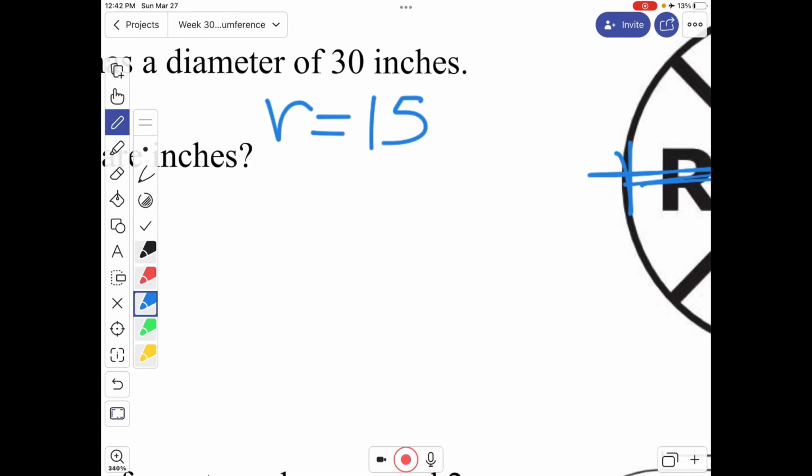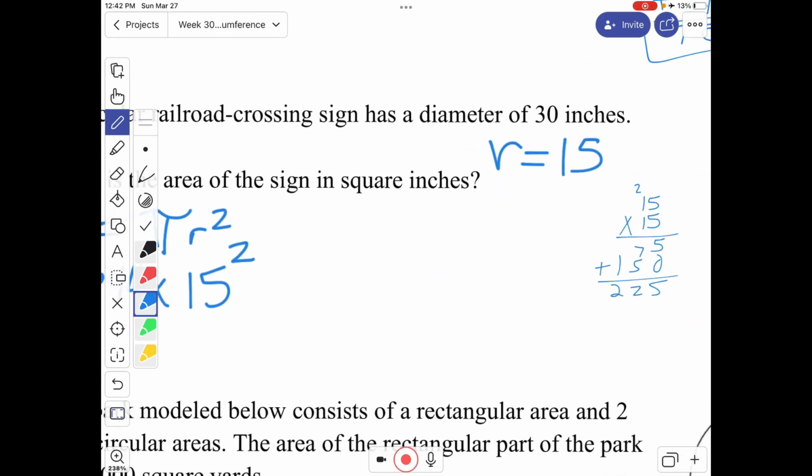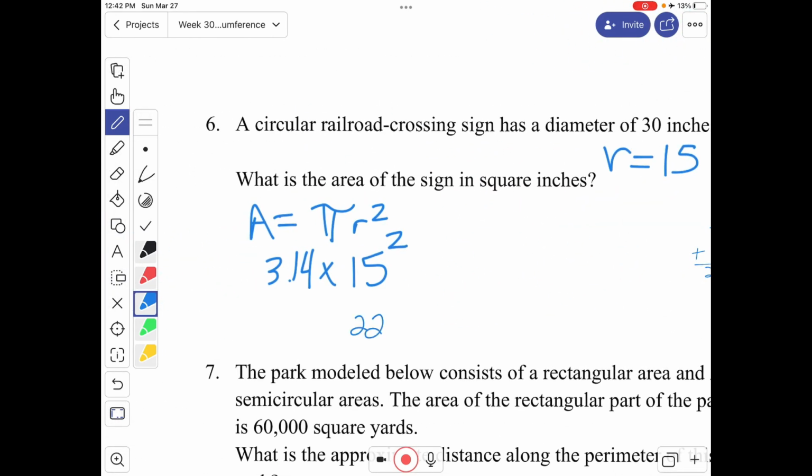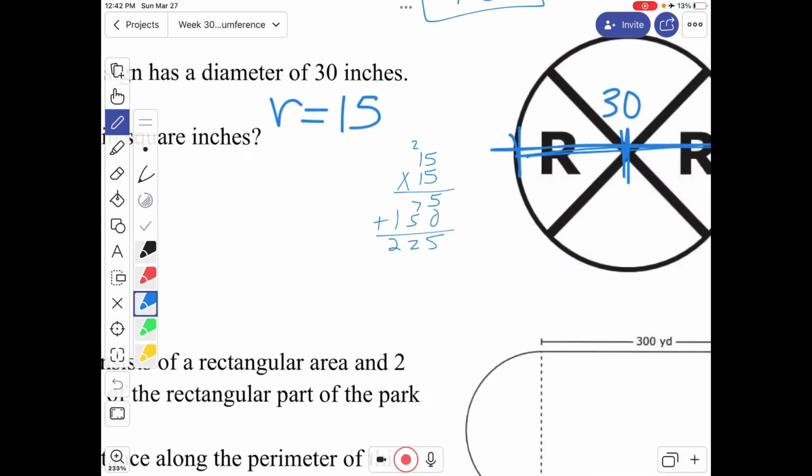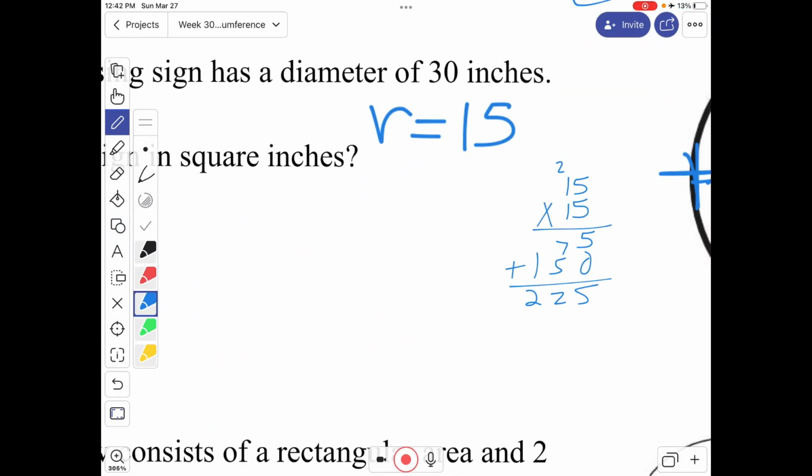So first let's do the exponent. 15 times 15 is 225. So this is 225 times 3.14. So now we have two 3-digit numbers to multiply together. Be real careful.